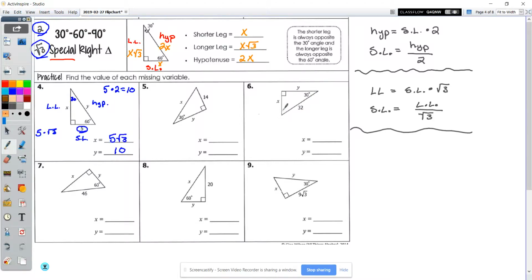Okay, it is a 30, 60, 90 right triangle. This 32 right here is the hypotenuse. The x, since it's opposite the 30-degree angle, is the smallest side. It's going to be the short leg. And the y is going to be the long leg. You have to make sure that you get this right.